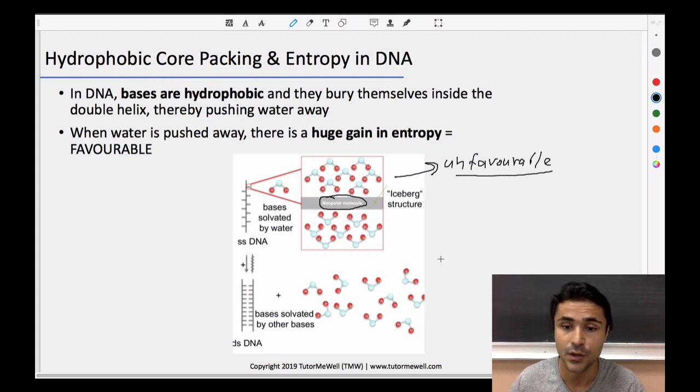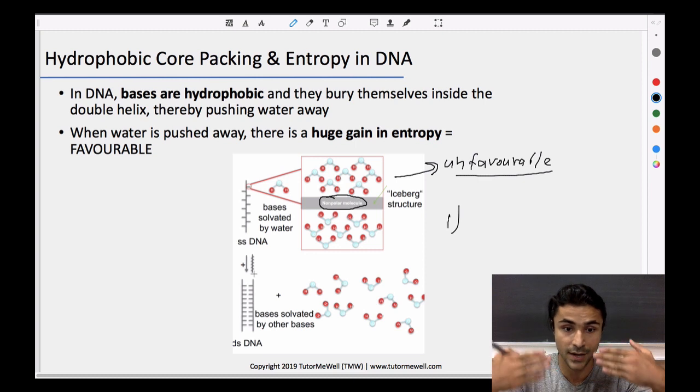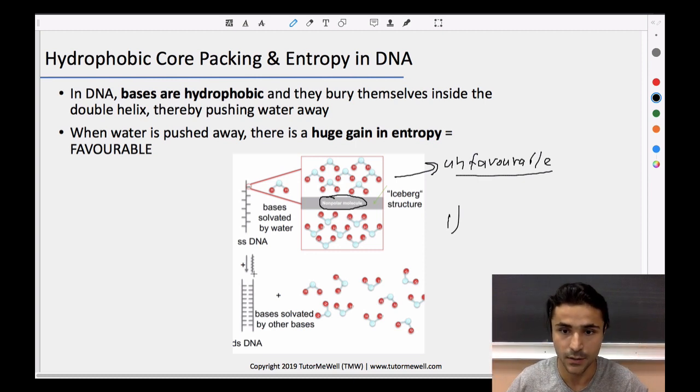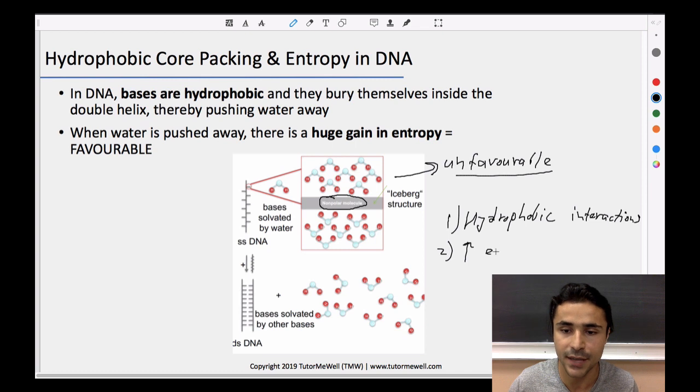And the reason is, first of all, what's going to happen is that now these bases are facing inwards, so they have the chance to interact with each other and exclude water, right? So we have hydrophobic core packing. And the next thing we have is that we have an increase in entropy. And the reason the entropy increases in this case is because we go from the ordered structure of water molecules to the unordered structure, meaning that there's going to be an increase in randomness.